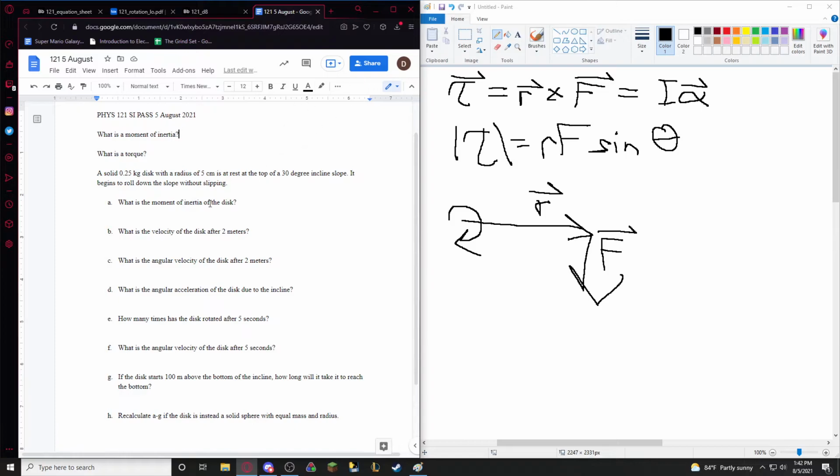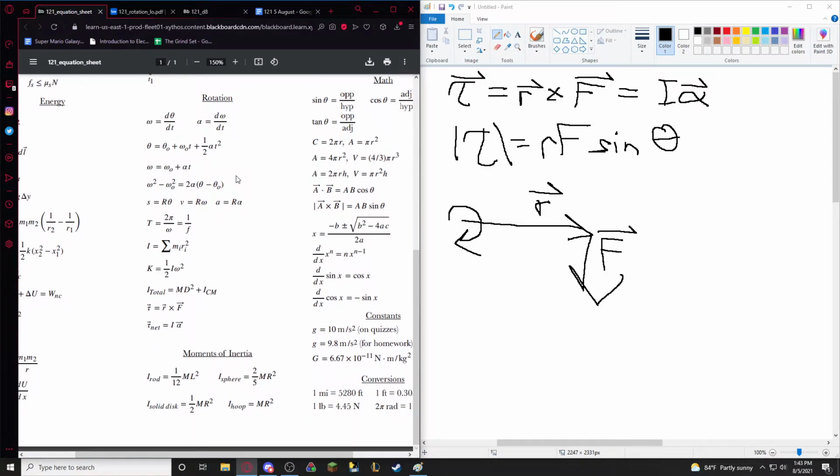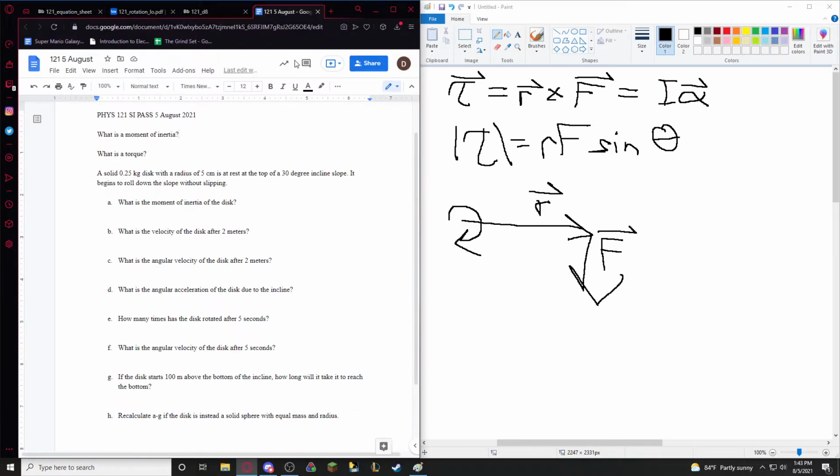So the first thing we want to know is, how do we find the moment of inertia of the disc? The moment of inertia of the disc would be 1/2 times its mass times its radius squared. Yep, exactly. Half mr squared. We could go over the derivation for that, but we don't need to worry about that for this class. We're given all the moments of inertia that we'll need. So how would we find the velocity of the disc after it's traveled 2 meters? And what about the angular velocity?